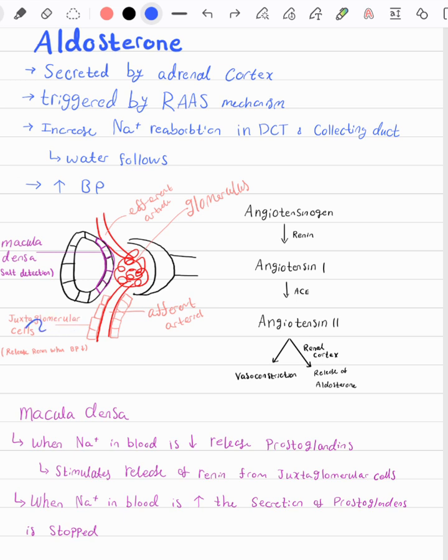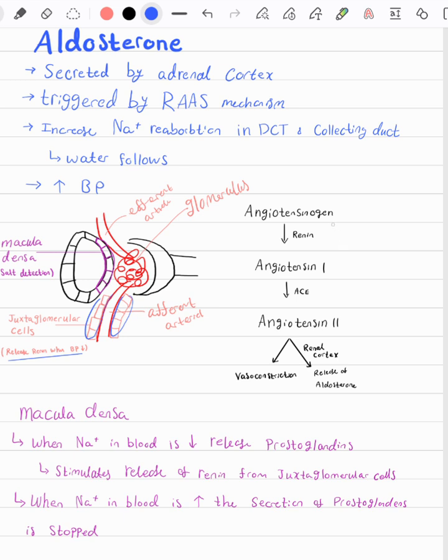So the juxtaglomerular cells are what are going to release renin when blood pressure gets low. So these guys on the sides of the afferent arteriole are what release renin. And you can sense when there's a low blood pressure in this afferent arteriole, and so that's when renin is going to be released.